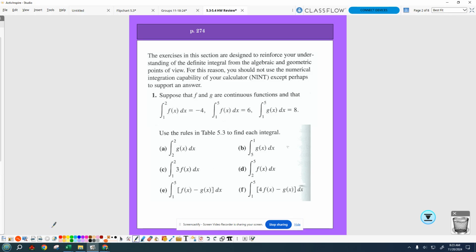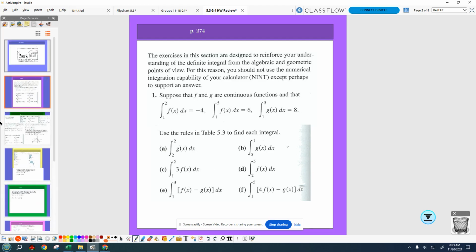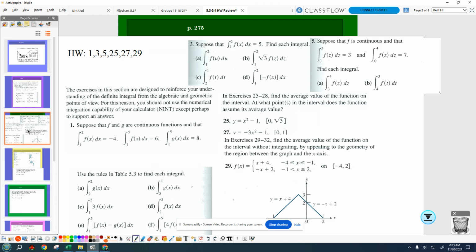So this is the homework, part of the homework. This is just problem 1 from the homework, but hold on, let's see.